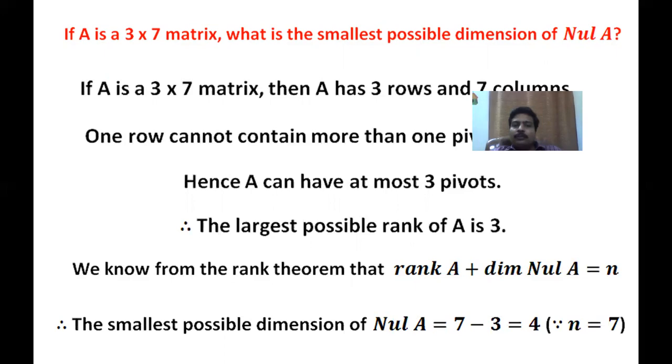If A is reduced to echelon form and one of the rows is a 0 row, then the dimension of null space A is more than 4. It may be 5 also. If two rows are zeros, then it increases further, of course.